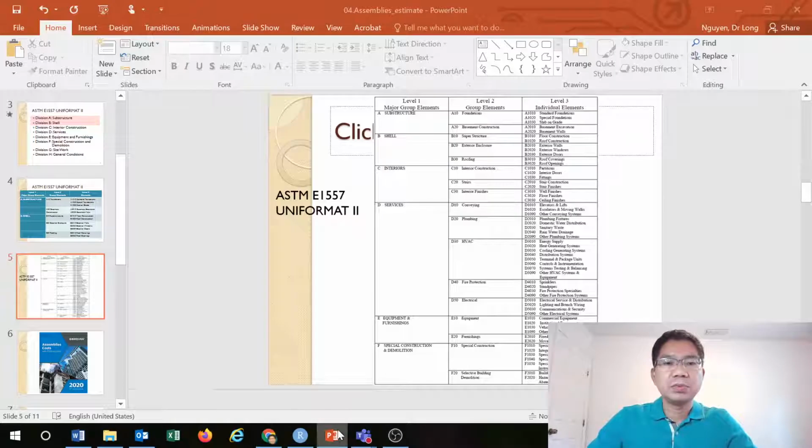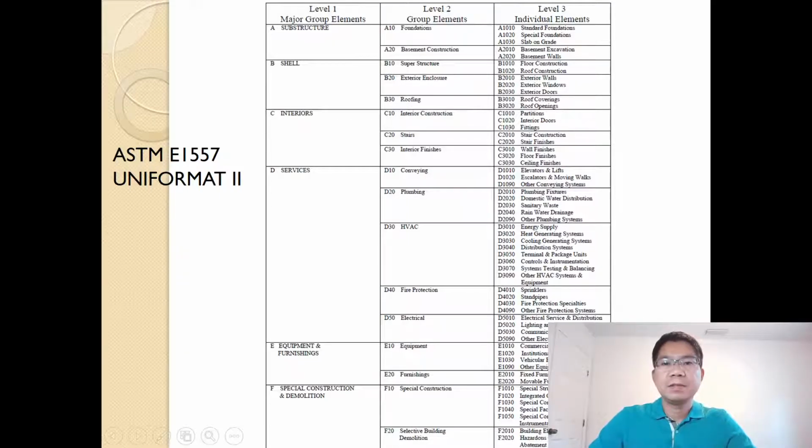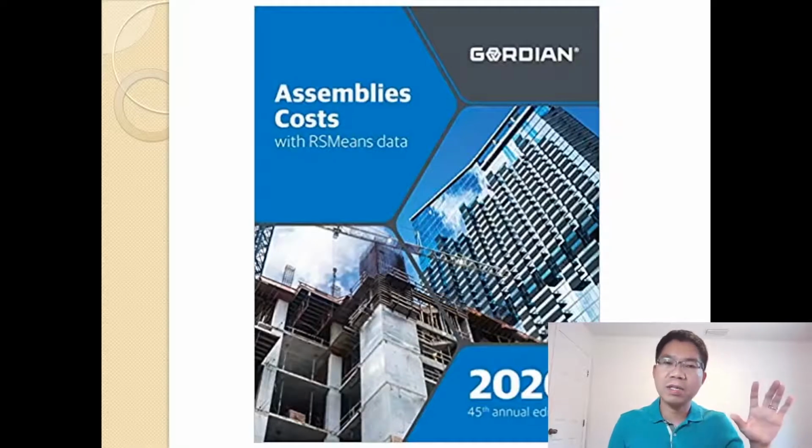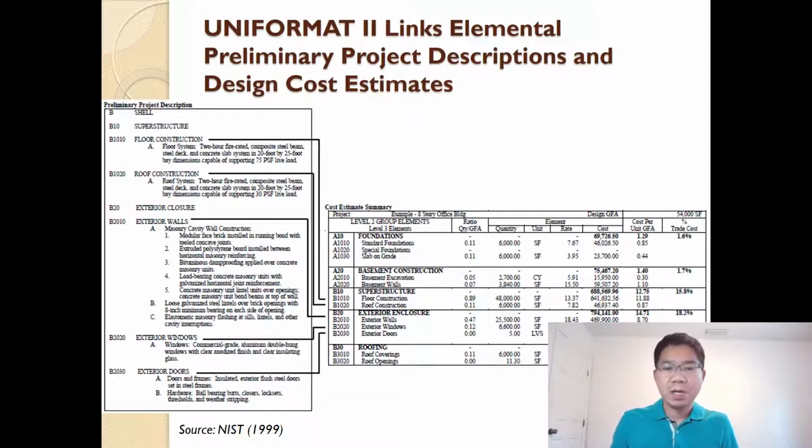So back to the slide here that we cover. For industry, they have annual publications for the assembly costs. In this case, the IS means we use a lot in the last 2 lessons, and that's another book published every year. This is 2020, that is assembly cost. So let me break down one example here.